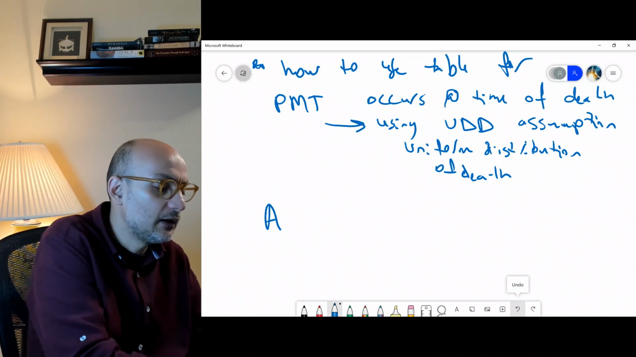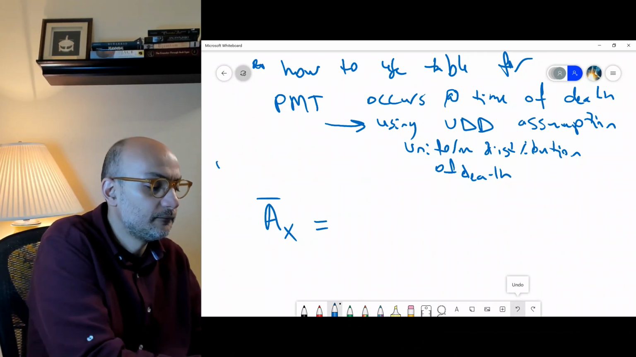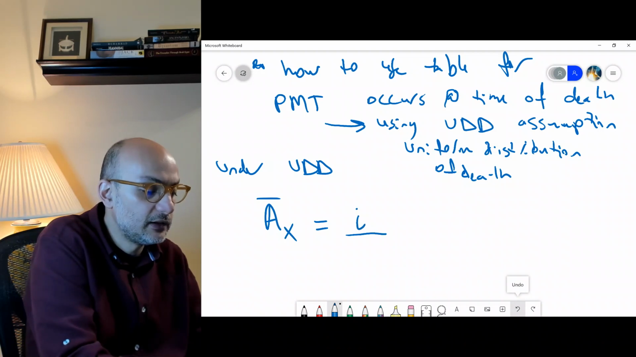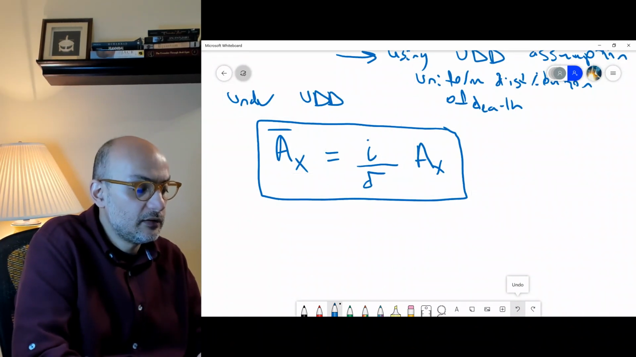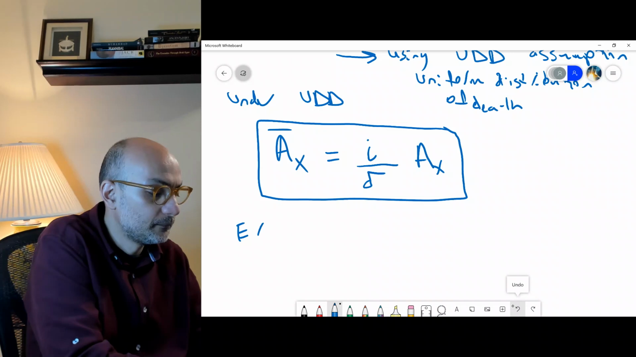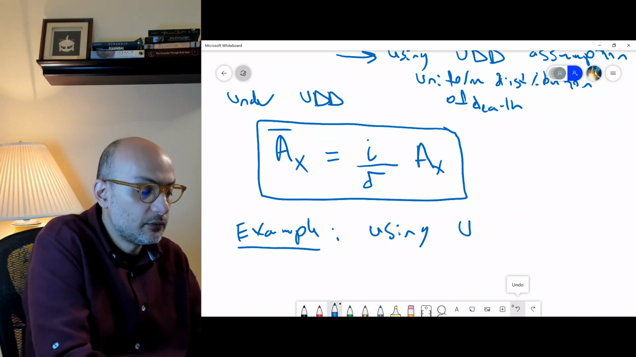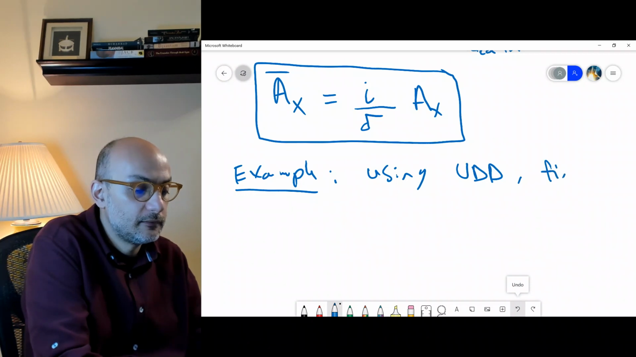So then A bar X, if we are under UDD, uniform distribution of death, we can compute it in a simple way. We have i divided by delta multiplied by AX. Let's look at this one. Now let's see an example. It's important that we specify uniform distribution of death. Let's find A bar 80.